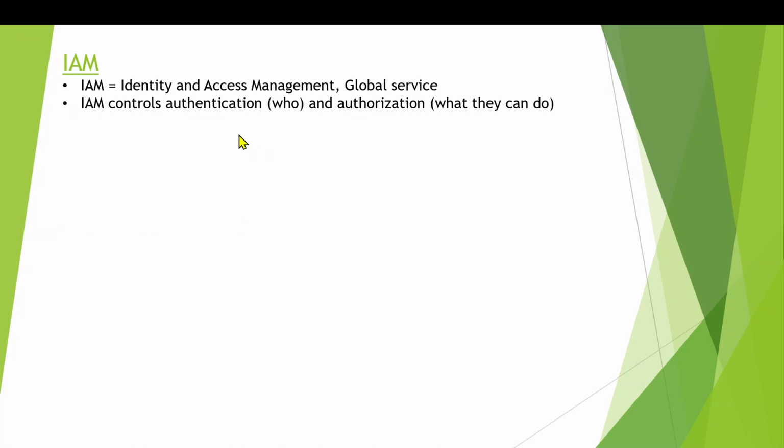So, let's say in IAM we create a user, so that is like identity authentication. User is who can access, and authorization is what that user can access. So, who and what they can do.